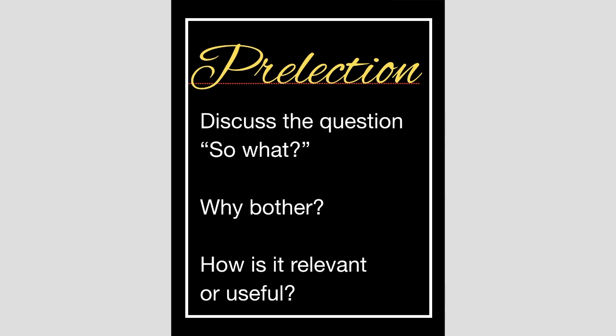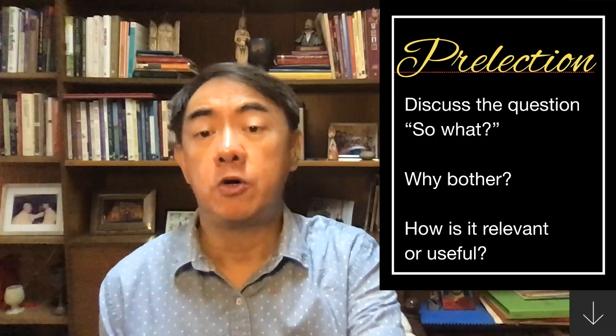So you can make the topic more relevant if you are conscious and mindful of your student's context. Why bother? How is it relevant or useful? So discuss the question, so what? Why bother? How is it relevant or useful? So the prelection will be more effective if you're conscious of the context of your students, because you'll be able to answer these questions only if you're aware of their academic context, their psycho-emotional context, as well as their learning context.